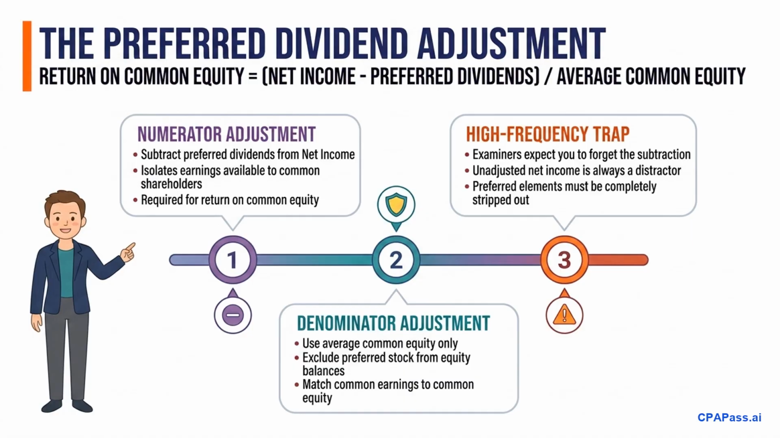Many candidates fail this concept because they copy net income directly from the prompt without adjusting for preferred dividends. If you see preferred dividends or preferred stock in a problem, treat it as a flashing red light. Always adjust your numerator before dividing by average common equity.